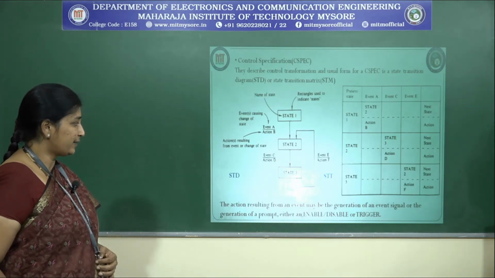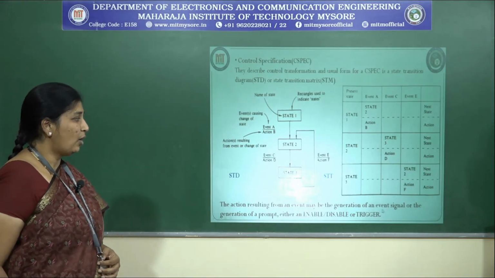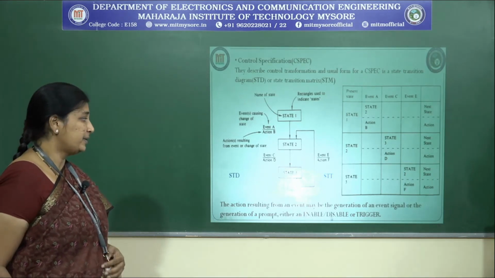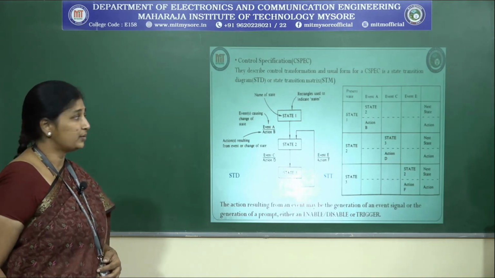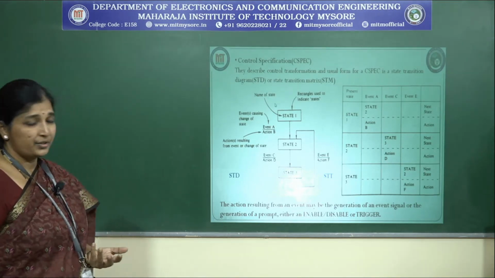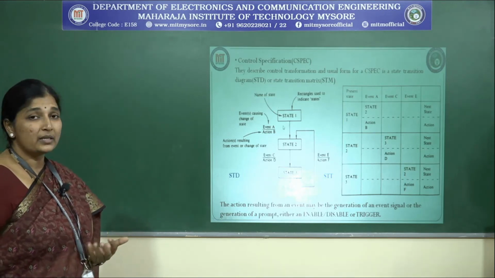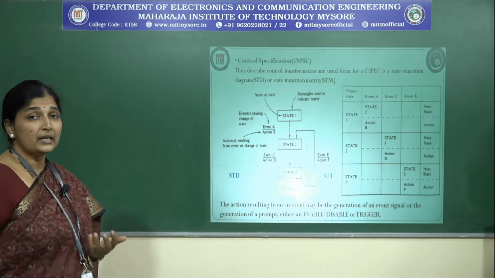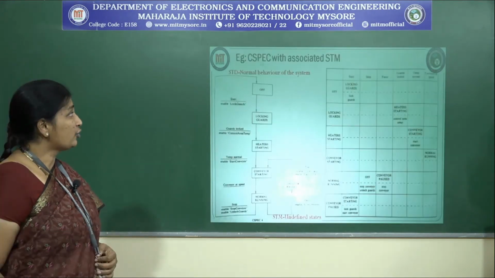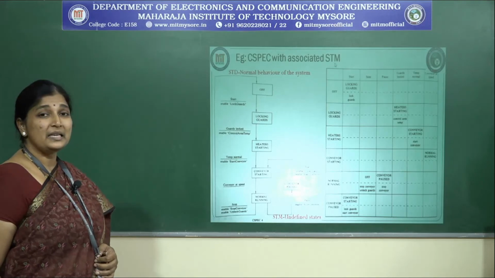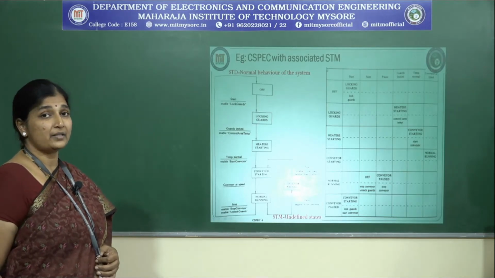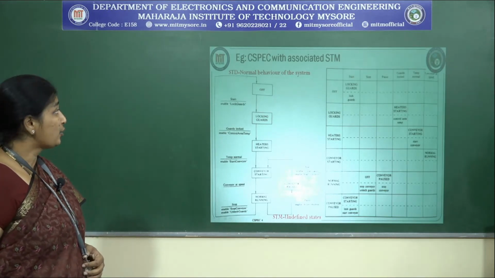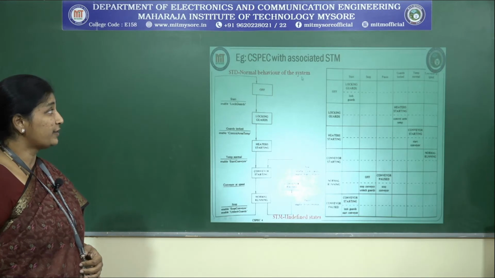The action resulting from any event may be the generation of an event signal or the generation of a prompt, either an enable or a disable or even a trigger. So these could be the outputs of the state transition. It can be a simple control, it can be a simple prompt that can occur in any of the control specifications associated with STM, that is state transition matrix. How does it look if I take this as an example? So STD for normal behavior of a system.